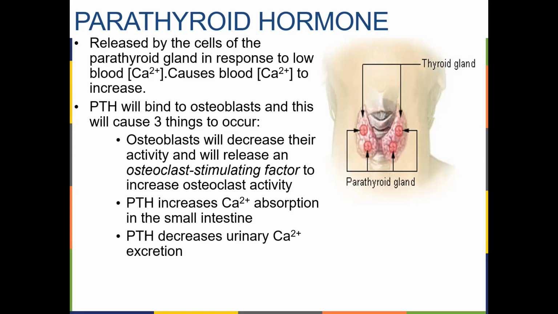Parathyroid hormone does 3 things. It will inhibit osteoblast activity and stimulate osteoclasts to start dissolving bone. So the first thing it does is shut down bone making and stimulate bone breakdown, so we can dissolve bone and release calcium. That's what we want to do. The second thing is it will tell us to absorb more calcium in the small intestine. Of course, that requires vitamin D. But that's what we'll do. We will absorb more calcium in the small intestine. That's the second thing that parathyroid hormone does.